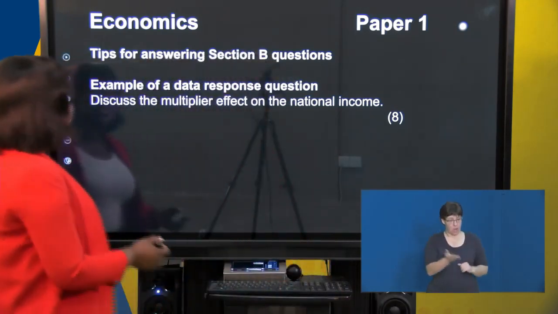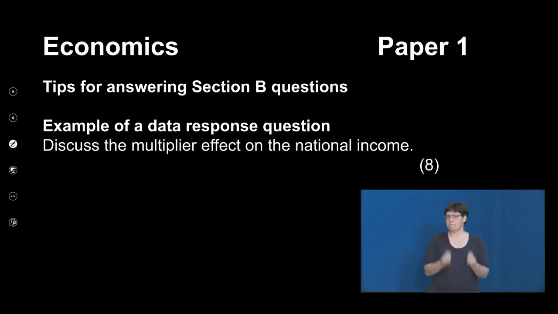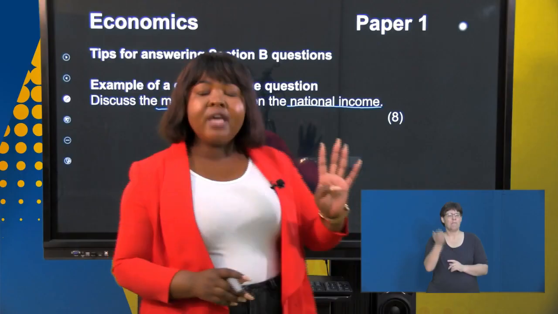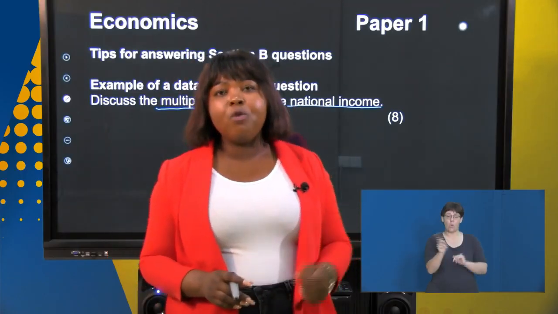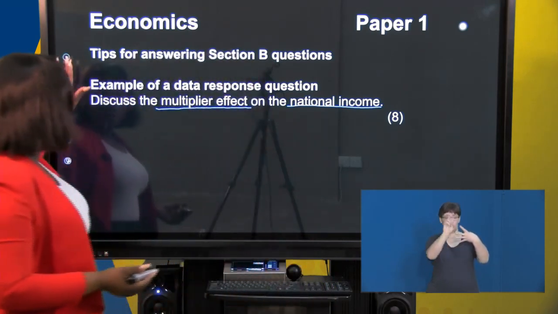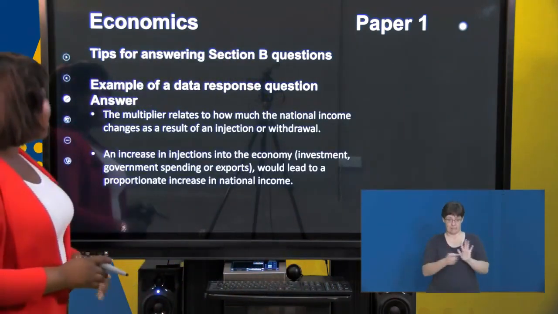An example of such a question that you can typically find in the exam is: discuss the multiplier effect on national income for 8 marks. Discuss the multiplier effect on national income. Like I said to you guys earlier on, 8 marks means a minimum of 4 points in your solution there. Right, let's look at the answer.